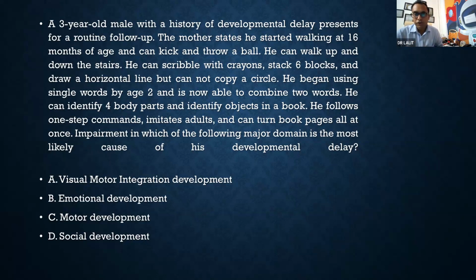So here's a case of a 3-year-old male child. He started walking at 16 months. Now he's 3 years. He does scribbling with crayons, stack of 6 blocks. Important thing, he cannot copy a circle. It's not only about the circle, but as per age-wise language, he has gained single words by 2 years and is now able to combine those words. He can imitate. He can turn the pages. So what do you think is the delay in which major domain in this child?